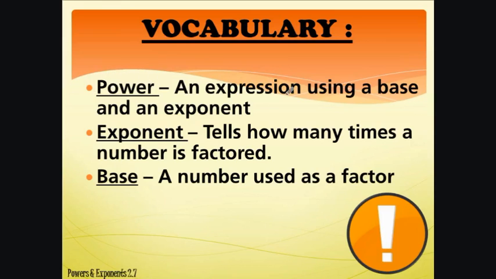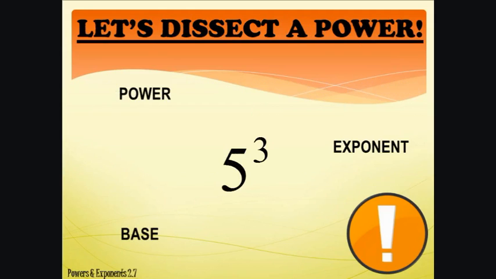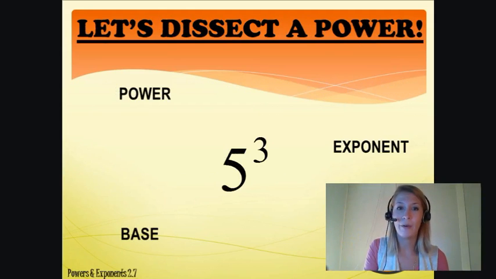A power is an expression using a base and an exponent, so it's the whole thing. An exponent tells how many times a number is being factored. In this case, it's telling us how many times the base is being factored. And the base is the number used as a factor. Now these words might mean really nothing to you and you need a visual representation of that. So let's take a moment and look at the parts and dissect a power.